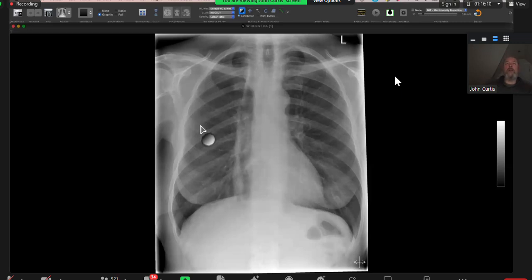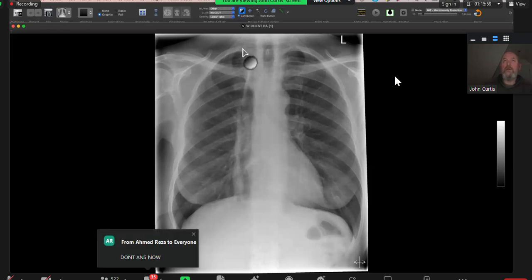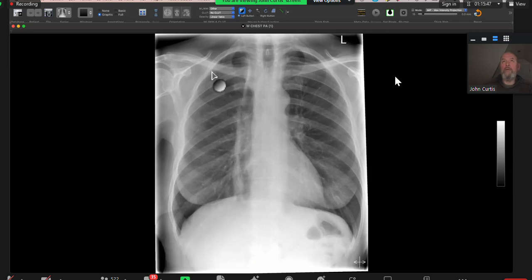Tracking down here. No. I'm going to do it for you. Just let me take control. There's the first rib. Agreed. Can you see that? Agreed? Yes. There's the third rib. There's the fourth rib. There's the fifth rib. And tell me about the sixth rib.